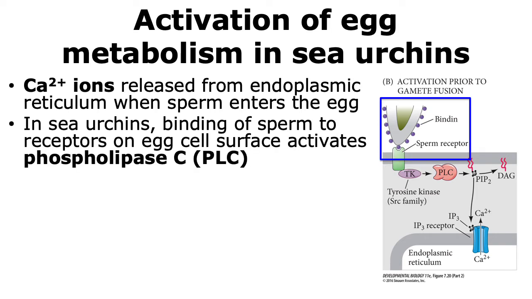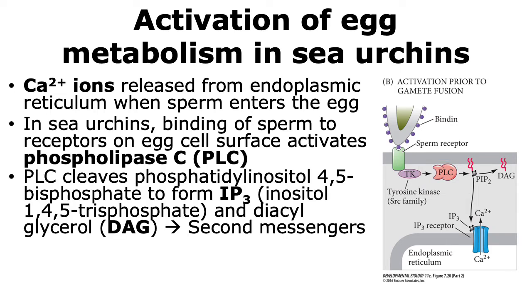Now, in sea urchins, binding of the sperm to the receptors on the egg cell surface will activate the enzyme phospholipase C. So in the picture, in the blue box, we are seeing the interaction of binding with its appropriate receptors on the egg cell surface. And this results in the activation of a membrane-associated protein, which is the phospholipase C.